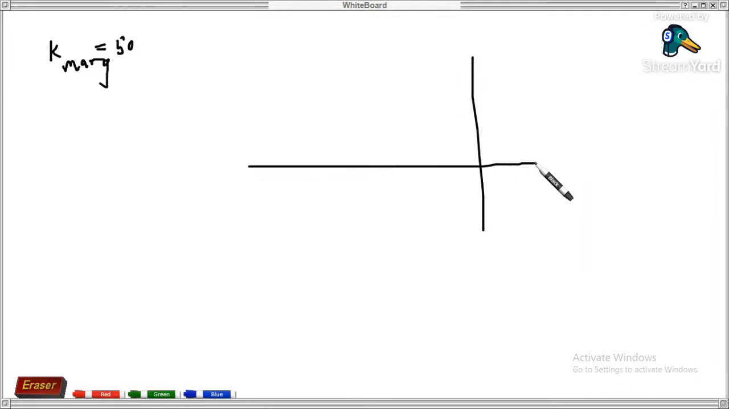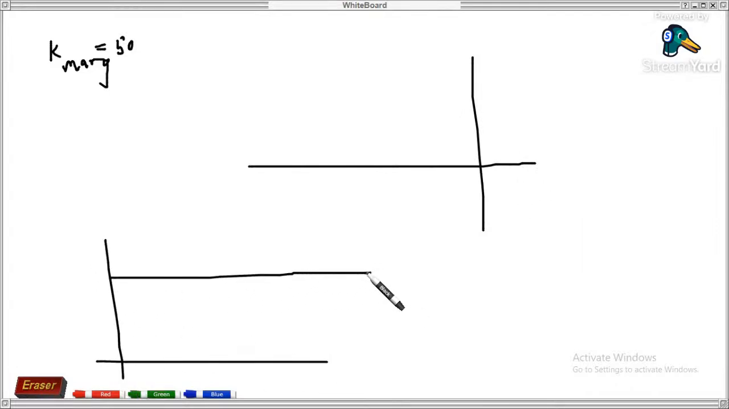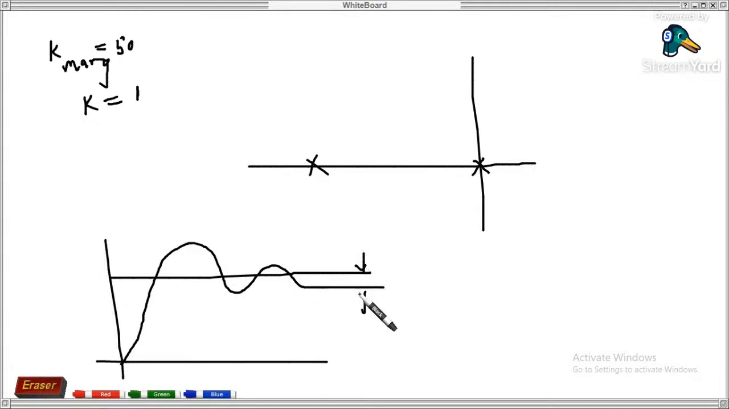Now I will draw the pole zero plot also, and accordingly I will draw the step response. Okay? Let K is equal to... I am now introducing a proportional gain. Let my gain be 1. In that case, my pole location will be like this, I assume. And I'm getting the output response like this. You can see this much is the steady state error.